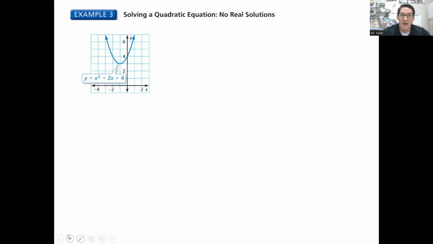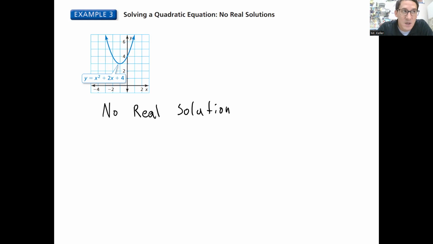Next, sometimes it doesn't cross. So look at this graph. It crosses the y-axis, but we are not concerned with that when we're finding solutions. We just want to see where it crosses the x-axis. And it doesn't. So this means there are no real solutions. You'll learn in IM3 that these have imaginary or complex solutions. We're not concerned with those, so we're just going to say there are no real solutions. If it doesn't cross the x-axis, the graph is above it, not crossing. That's all we need to do.